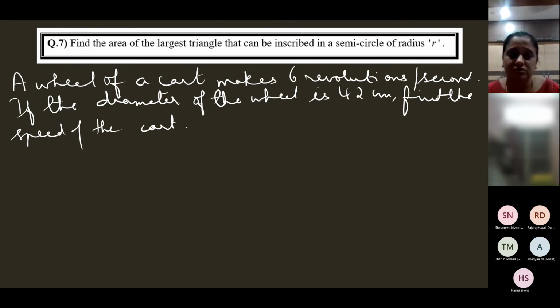To find the speed, you need two things, distance and time. That's the clue. First, all of you find the distance, children. The wheel of the cart makes 6 revolutions. 1, 2, 3, 4, 5, and 6 revolutions. So what is the distance covered in 1 revolution? 2 pi r. So 6 revolutions, 2 pi r into 6. Find that and tell me the answer.